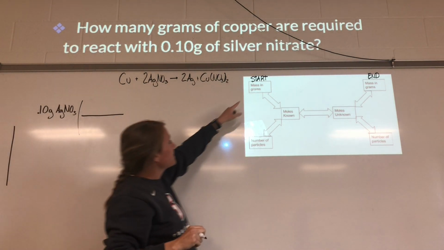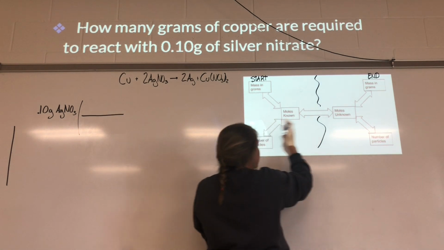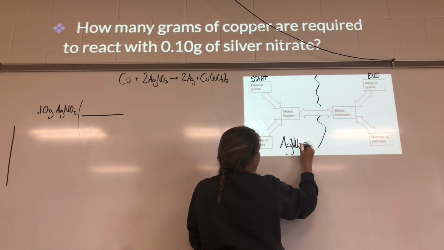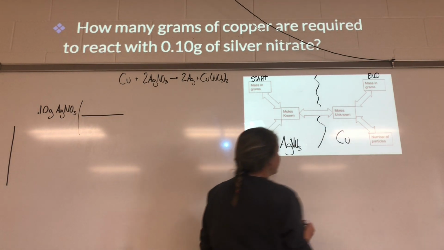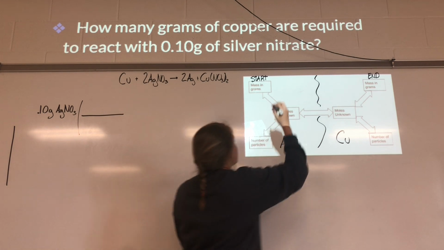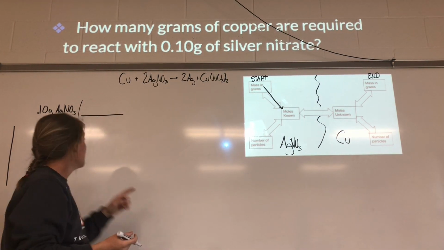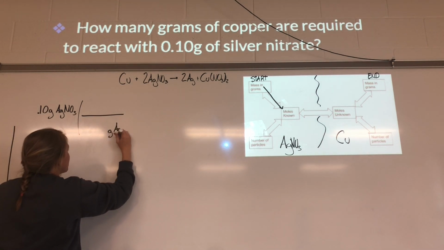We're going to take grams of silver nitrate. Now let me split our map here. So this whole side of the map is for silver nitrate, because that's what I know. And that whole side of the map is for copper. Okay? So our first step is we're going to go from grams of silver nitrate to moles of silver nitrate. So, diagonal pattern, so grams of silver nitrate go on the bottom.